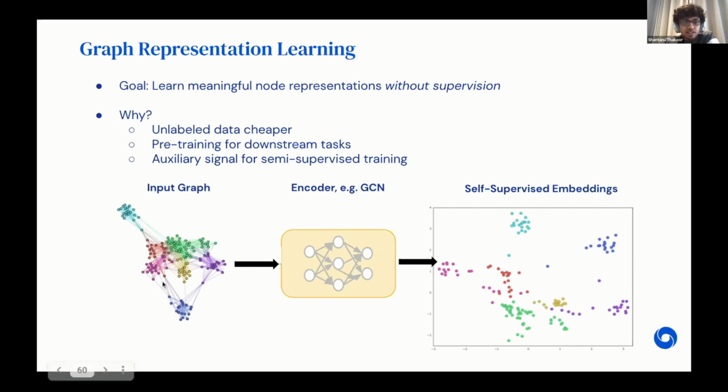So for example, starting with this graph on the left, where let's say these colors denote different classes, we want to use a GCN to project them down to these two-dimensional representations, such that the structure of the coordinates is resulting in these clusters, which actually respect the classes of the original nodes.